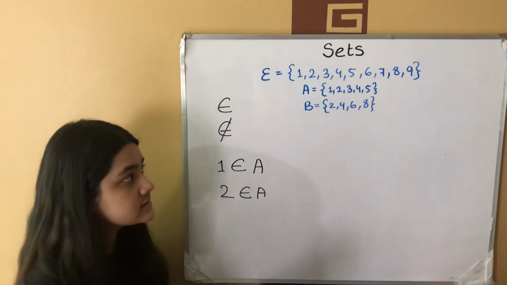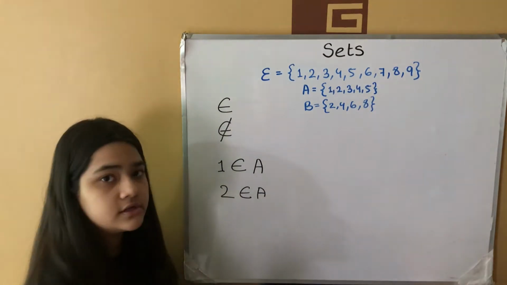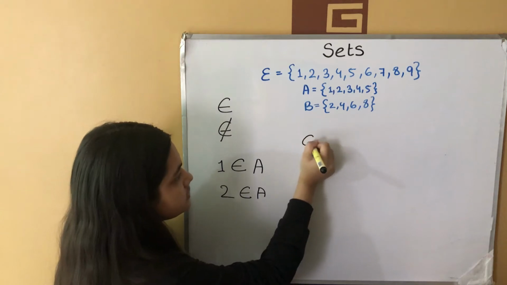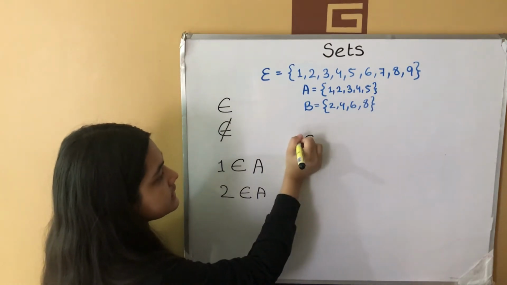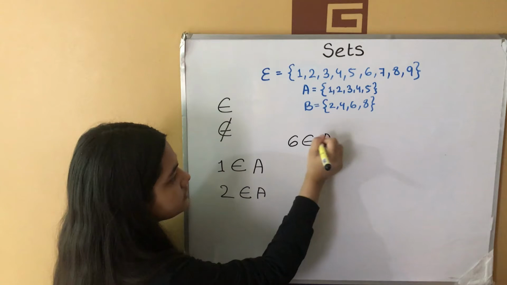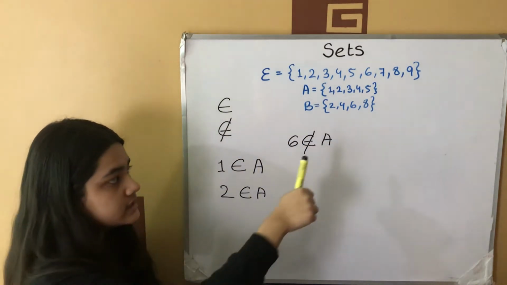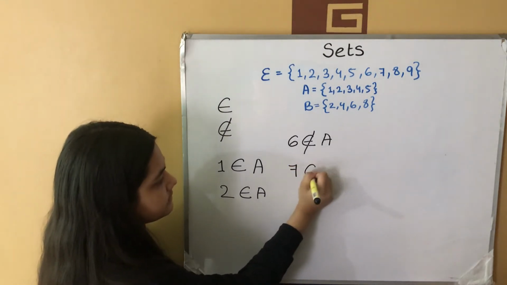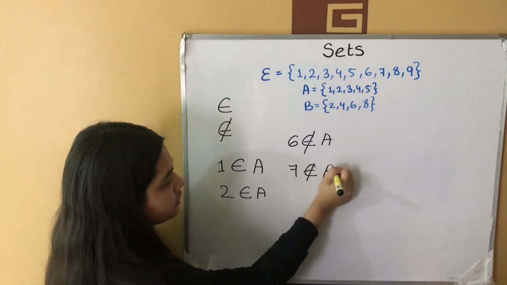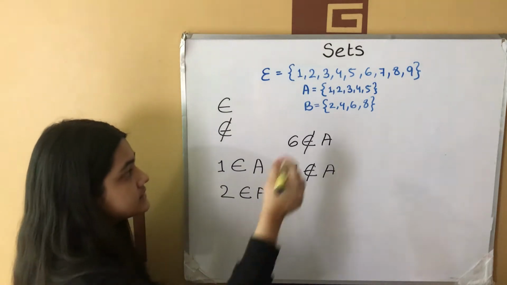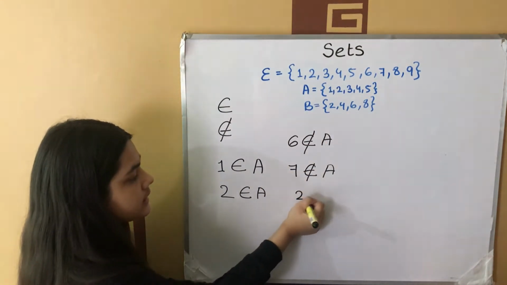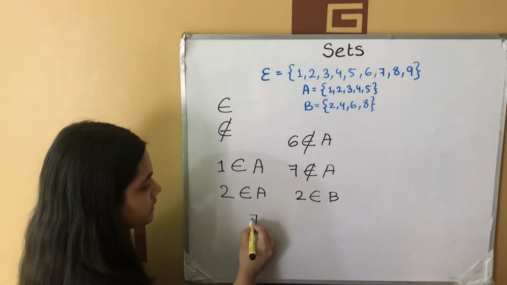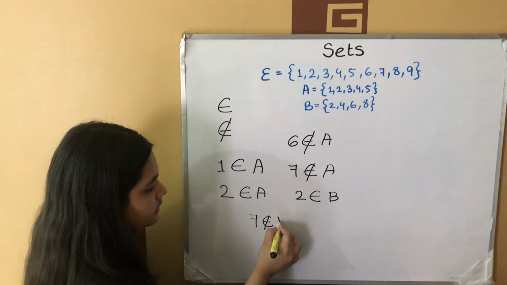And to show that the rest of the elements in the universal set which are not in set A, we will use this notation. So here 6 is not an element of A, therefore we are using this notation. And 7 is also not an element of A, so we are also using this notation. Same with B. 2 is an element of B. However, 7 is not an element of B.